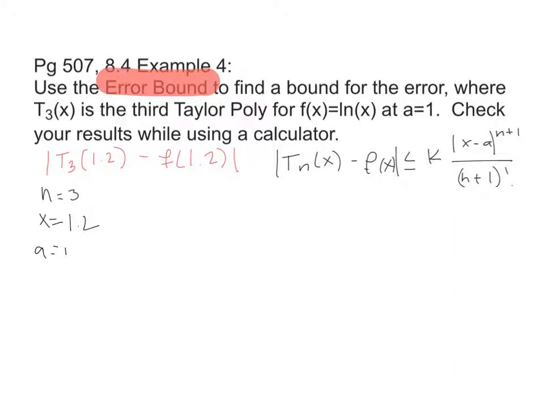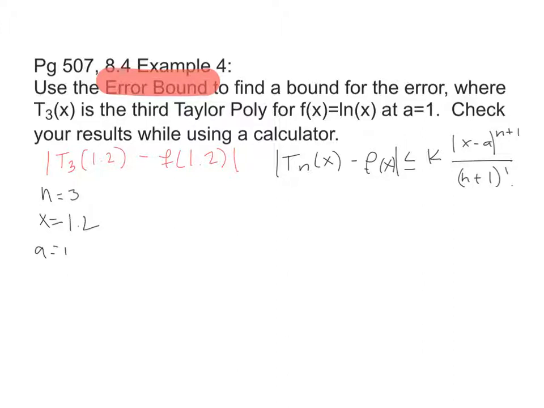We also know our f of x, which means we can go ahead and figure out the necessary components for the Taylor polynomial, which we're going to need, because of this part right here: check your results while using a calculator. That is where we're going to see this value, what we did in class, where we actually subtracted to get the actual error. So they want us to compare the error bound using the formula to this actual error, just to see how similar they are.